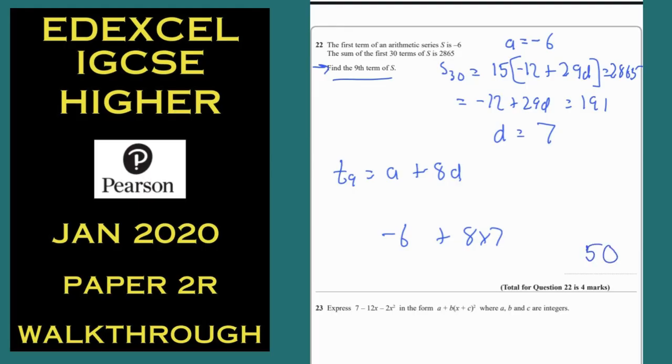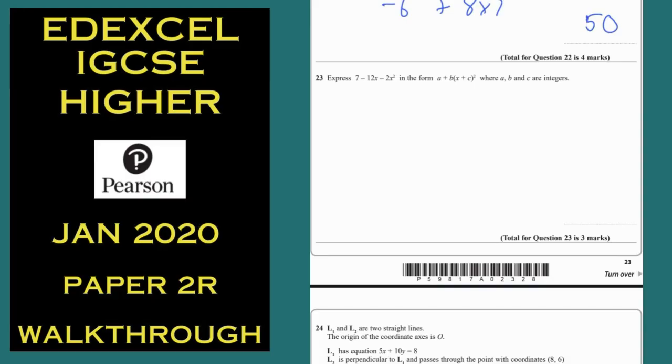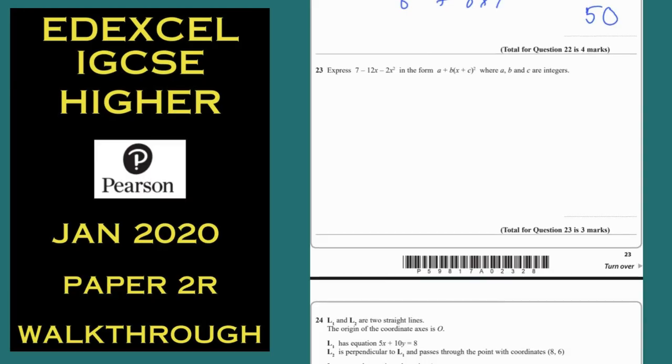Job done. Number 23. They do love these awkward completing the square questions. So here we go. I always like to bring the x squareds to the front, but at the same time, I'll take the minus 2 out. So minus 2 times positive x squared and minus 2 times positive 6x gives me the negative 12x. The plus 7, just ignore, just leave it on the end.